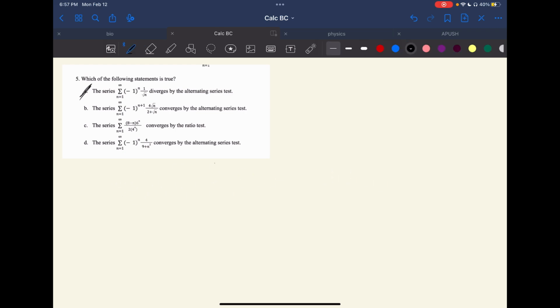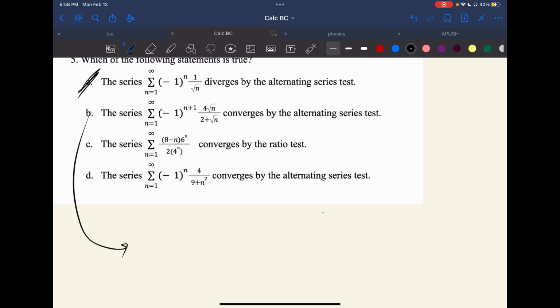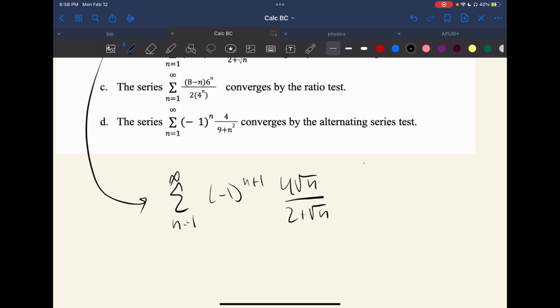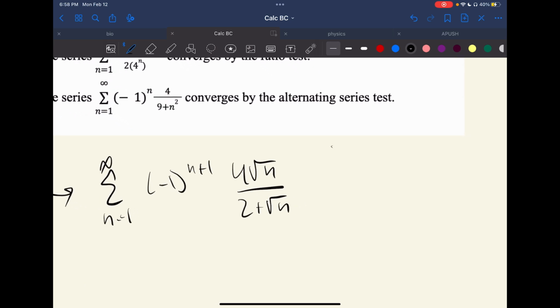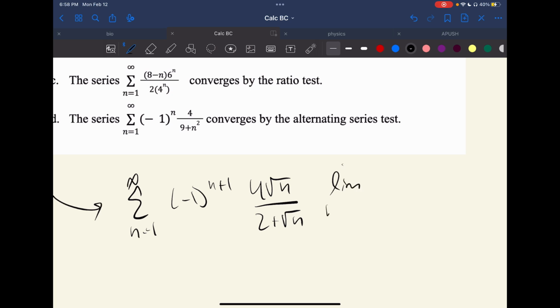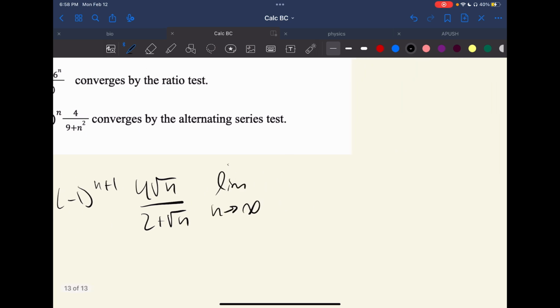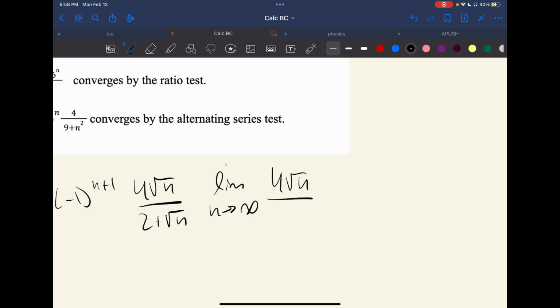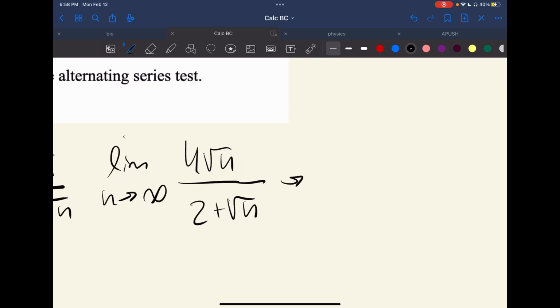Now if we look at B, this is another alternating series. It says that this one converges. So let's check. -1 to the n times 4 rad n all over 2 plus rad n. Okay. So again, this one alternates and it's decreasing. So when you take the limit as n approaches infinity of 4 rad n all over 2 plus rad n, if this approaches infinity, it's going to kind of be like 4 rad infinity over 2 plus rad infinity, right?